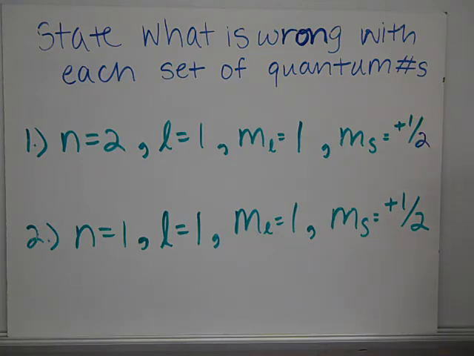Let's try another example. In the second example, n equals 1, L equals 1, m sub L equals 1, and m sub S equals +1/2. If n equals 1, then the only possible value for L is 0. Oh no! The value of L is 1, so it looks like there's something wrong with the value of the secondary quantum number. The end.